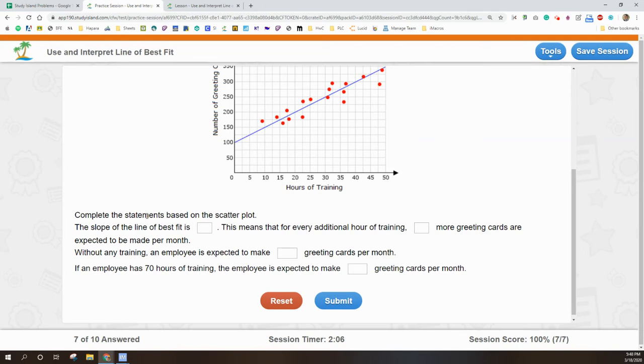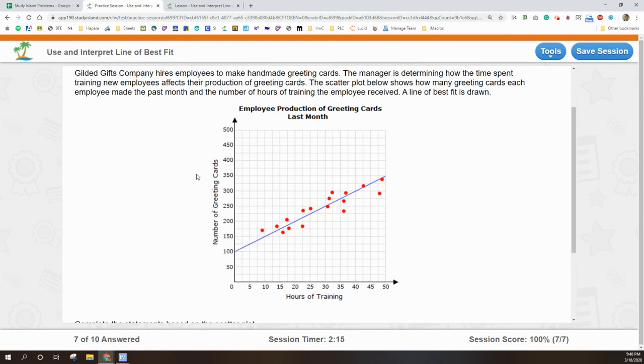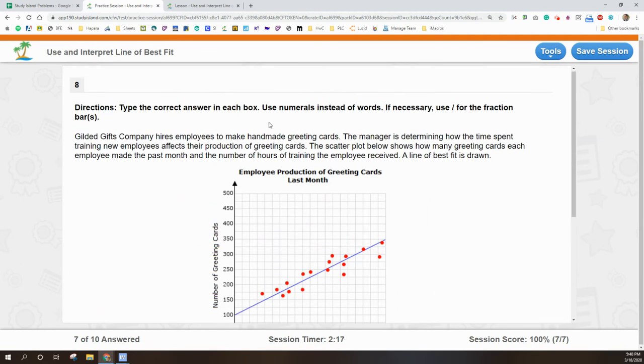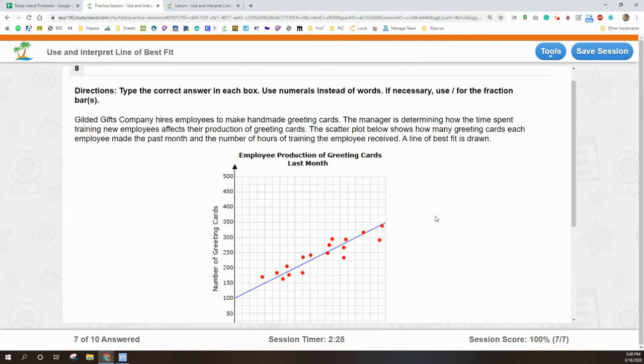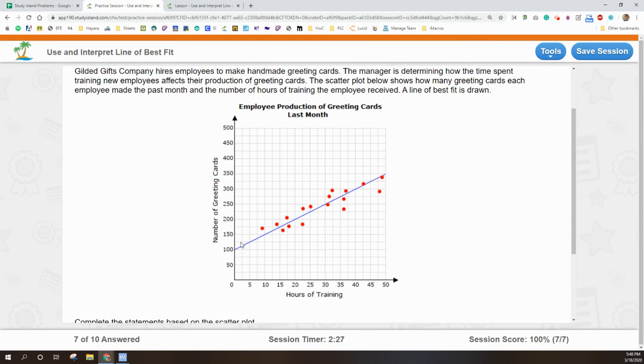Complete the statements based on the scatter plot. The slope of the line of best fit is what? Now, back up in the beginning, it has instructions for how you should fill out those boxes. It says to use numerals and to use a slash for a fraction. So we're going to find our slope as a fraction, and we'll use the slash as our indicator of the fraction bar. What's the slope of this line?